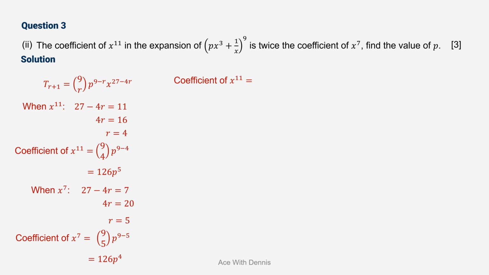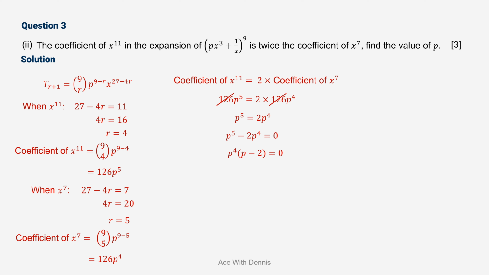So given that the coefficient of x to the power of 11 is 2 times the coefficient of x to the power of 7, therefore 126 p to the power of 5 will be equal to 2 times 126 p to the power of 4. Then 126 cancels with 126. So p to the power of 5 equals 2 times p to the power of 4. So p^5 minus 2 times p^4 equals 0.